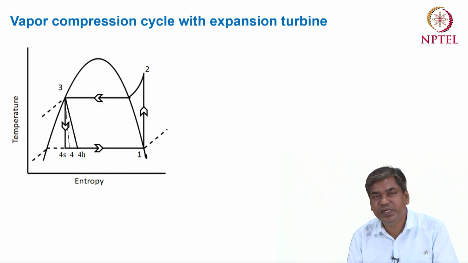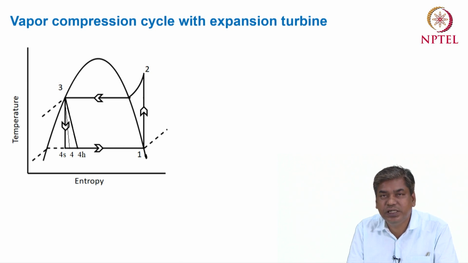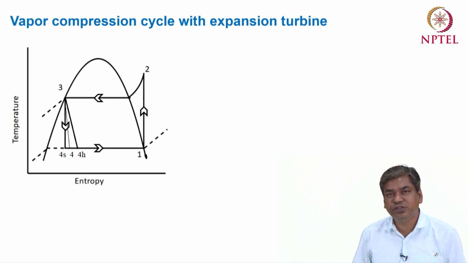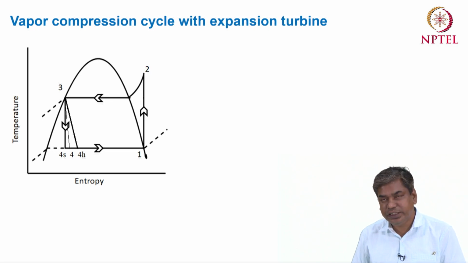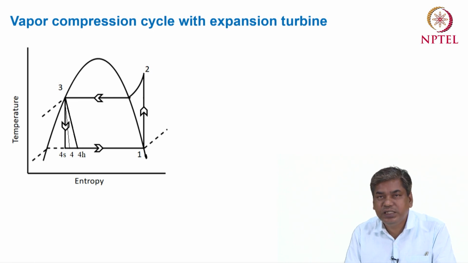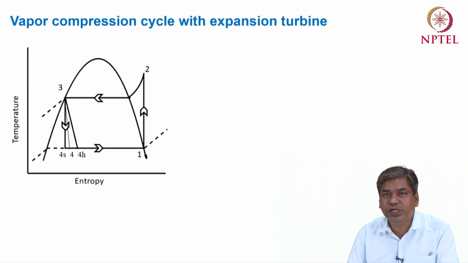So in a temperature-entropy diagram, now the process in the expansion turbine is the process 3 to 4. The 3 to 4s is the isentropic process, and 3 to 4 is the actual process, by considering the irreversibility in the expansion process, so that the expansion process is not actually isentropic. It deviates from the isentropic process, that is the non-isentropic, irreversible or actual process. In this diagram you can see that for the basic cycle we have assumed that the process 3 to 4h is the isenthalpic process.